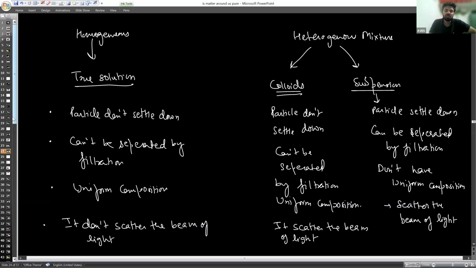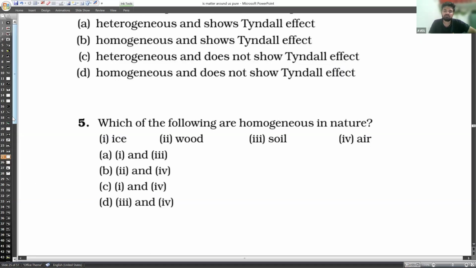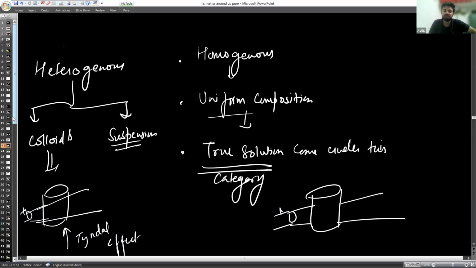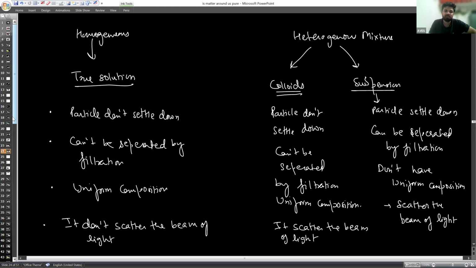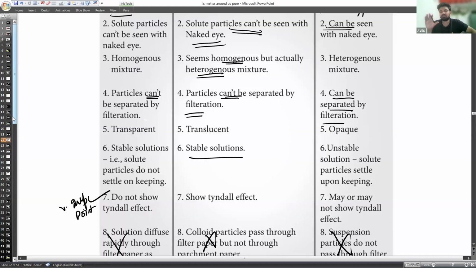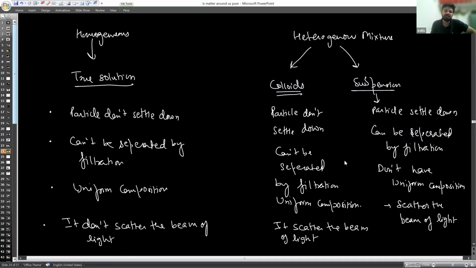Which of the following are going to show Tyndall effect? Tyndall effect is shown by colloids. A heterogeneous mixture shows Tyndall effect, as it will scatter the beam of light when the light is passing through it.